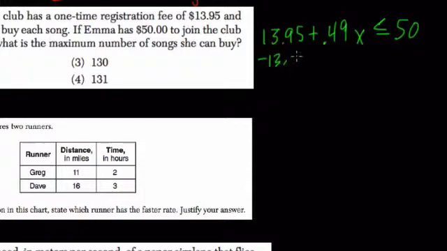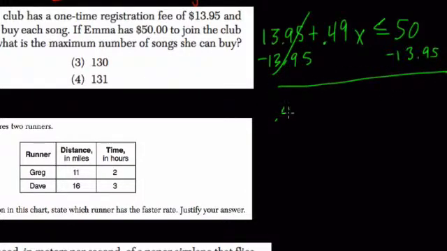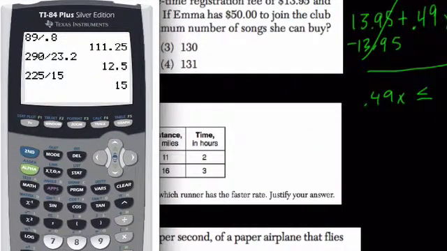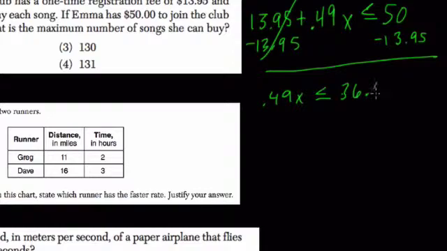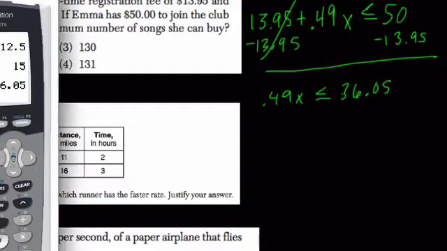Subtract 13.95 from both sides. This cancels out. And we get 0.49x is less than or equal to 50 minus 13.95, which is 36.05. That means the amount she can spend on songs after she pays for membership cannot exceed $36.05. That's the amount of money she has.